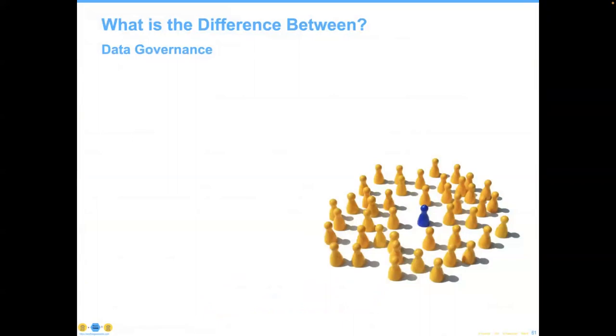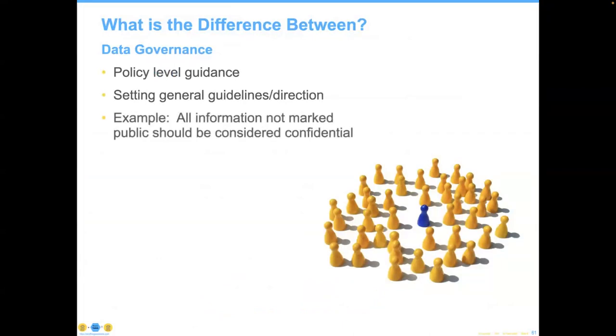So what's the difference between data governance and data management? Well, first of all, governance is going to be at the policy level, setting general directions or guidelines. For example, you might never have had a policy prior to this that says all information not marked public should be considered confidential. That may have a tremendous impact on your organization, the way it's going on. And keep in mind this firehouse metaphor, the idea that there's a variety of different things that need to happen, and each one is likely going to be unique in terms of the encounters that go into it.